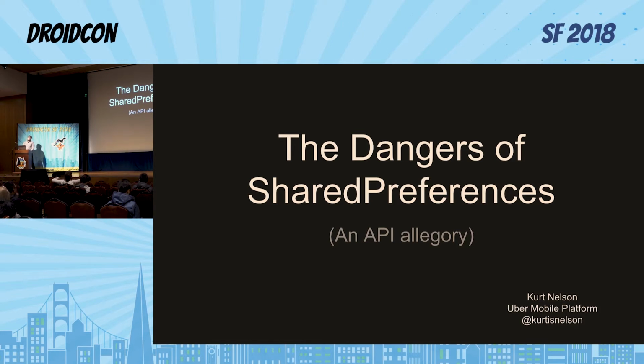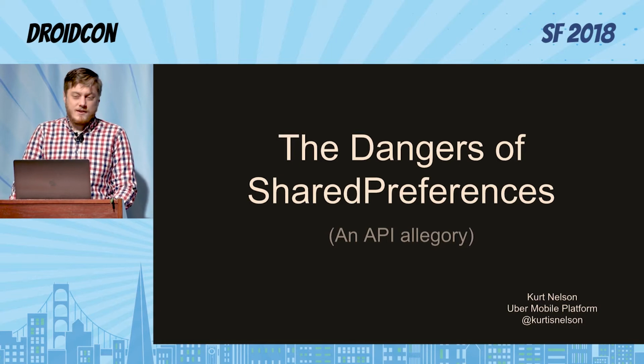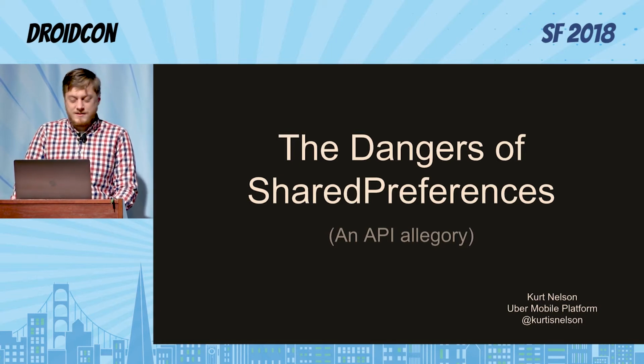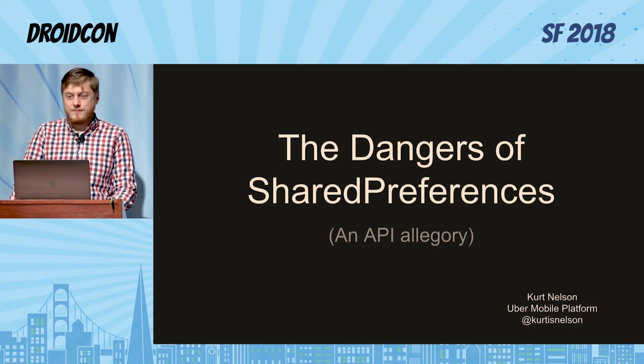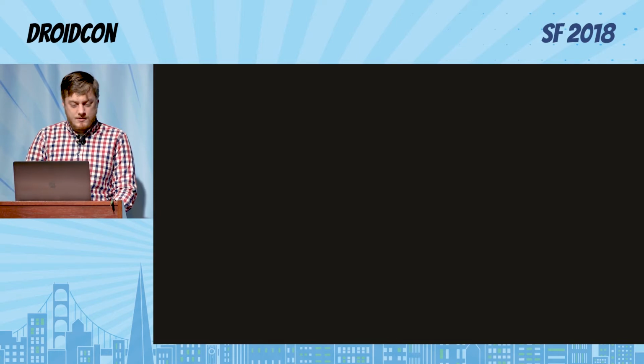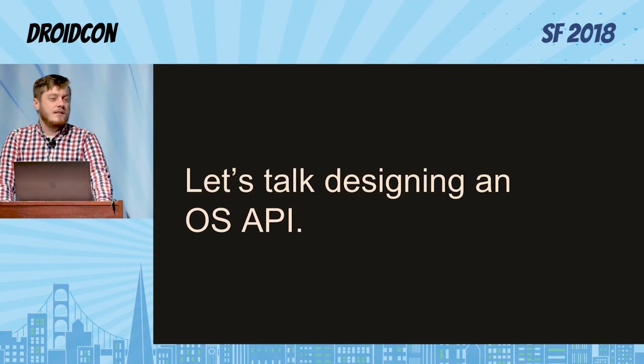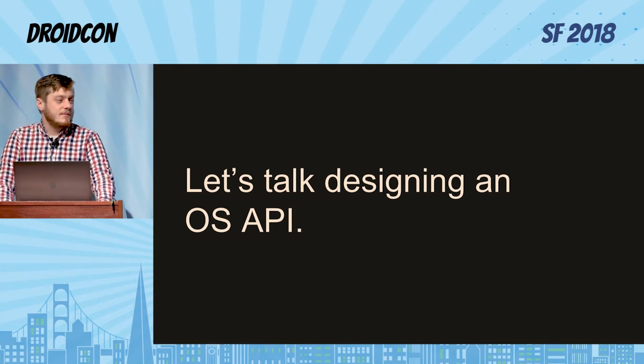And I am here to talk to you about storage and shared preferences and basically how when you design an API for an operating system, you're going to live with it for a long time, and there's a lot of things that you can do poorly and you can do well. So let's jump in. So let's first talk about designing an API for an operating system.